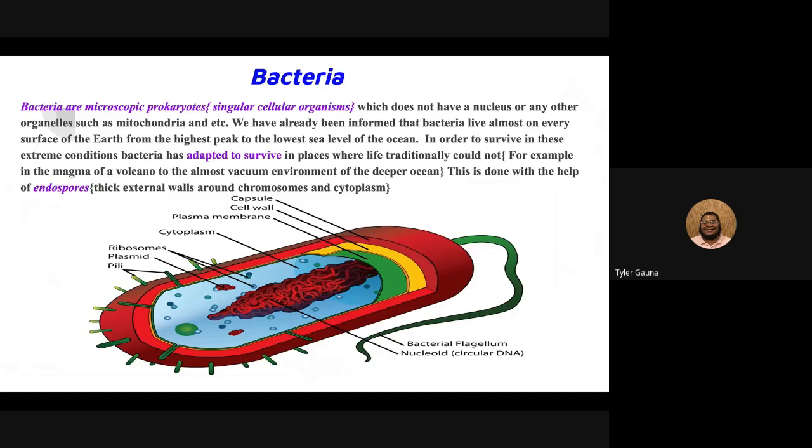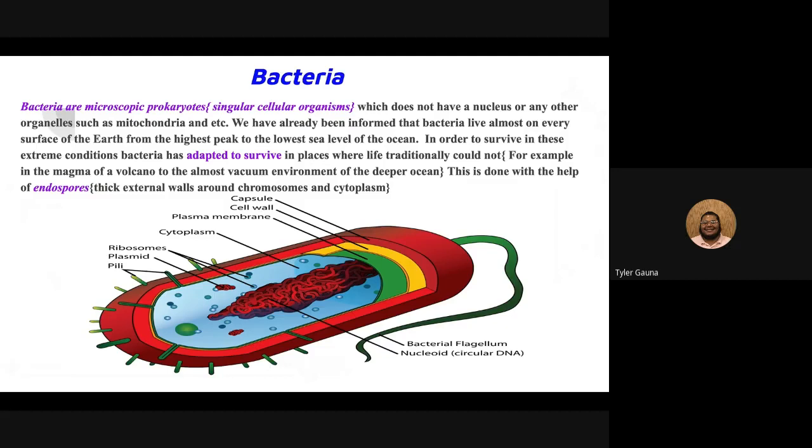Bacteria do not have a nucleus or organelles such as mitochondria. We already learned that bacteria live almost on every surface of the earth, from its highest peak to the lowest sea level of the ocean. In order to survive these extreme environments, they have learned to adapt.